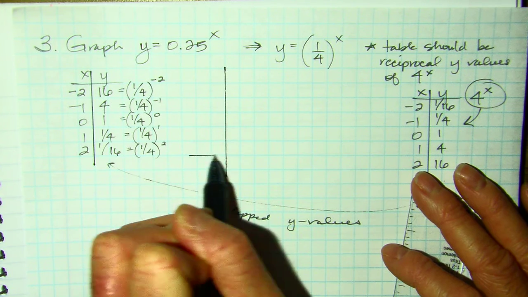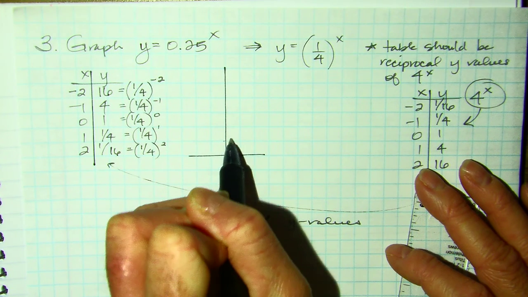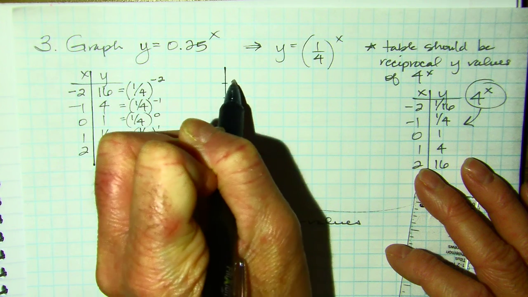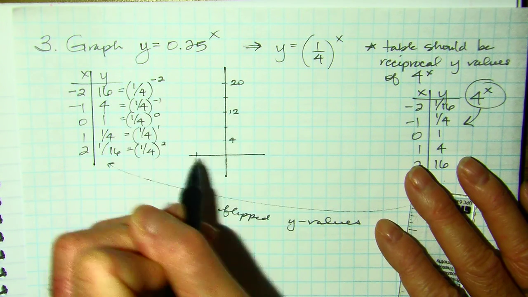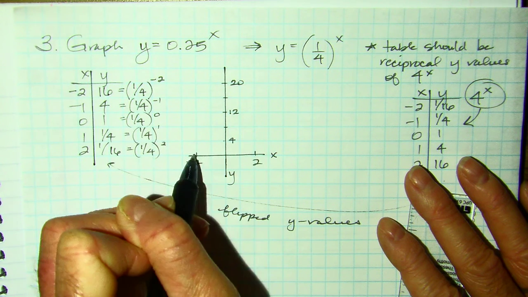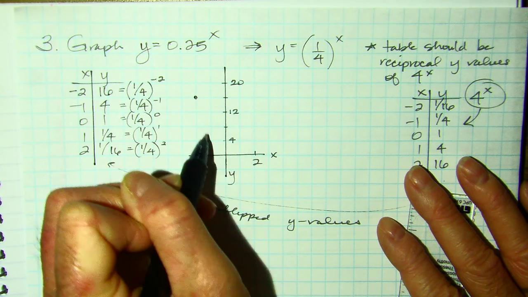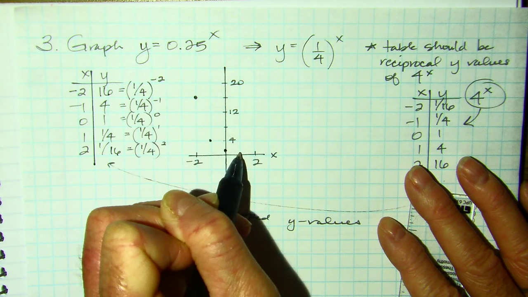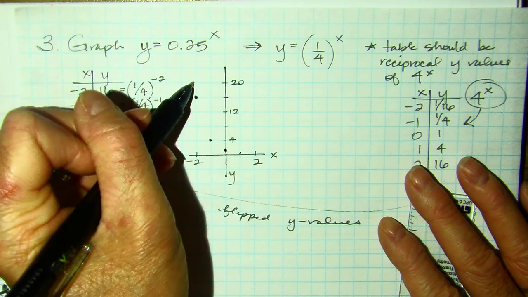Okay, I'm going to change my scale. So 4, 8, 12, right, this was 16, 20. I'm going to keep my x-axes by ones. So -2 and 16, 4, see, that would be 1, 0.25, and so forth.